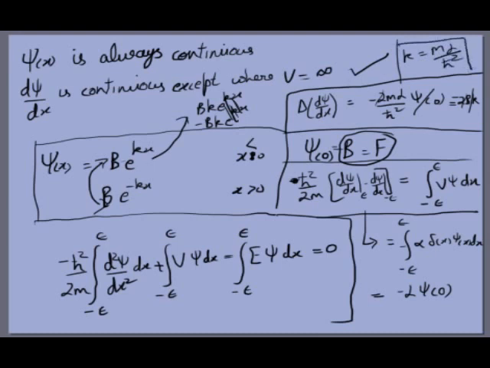So our goal was to find b, f and k. We found f, that was equal to b, and now we found the value of k, that is k is equal to mα/ħ². So what is left is to find the value of b. So ψ(x) now is b e^(kx) for x less than 0 and b e^(-kx) for x greater than 0, with k being equal to mα/ħ². So now how do we find the value of b?